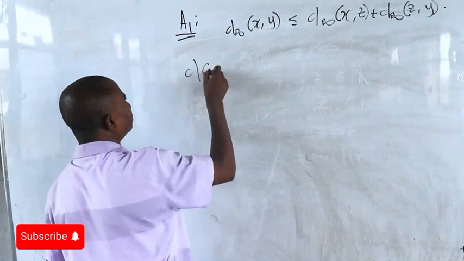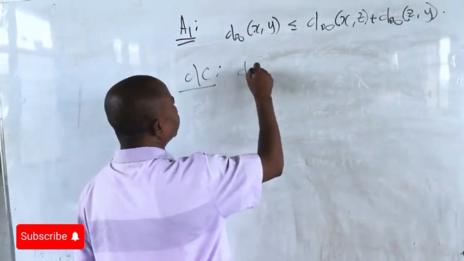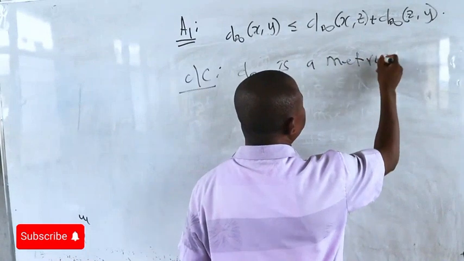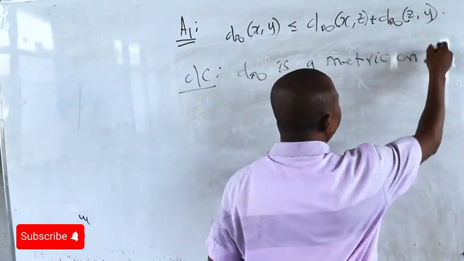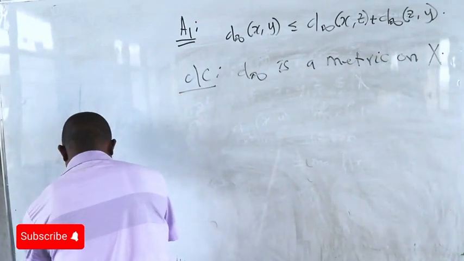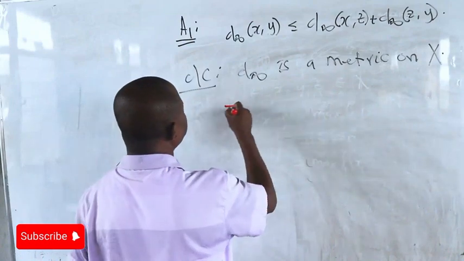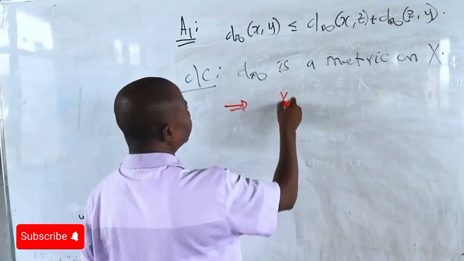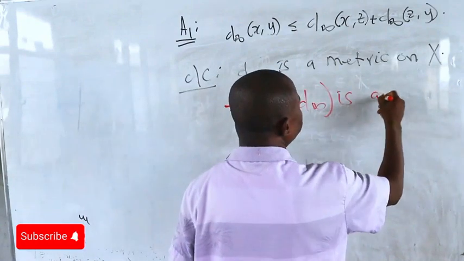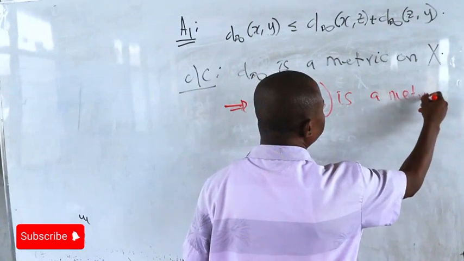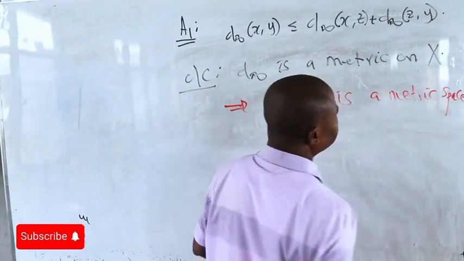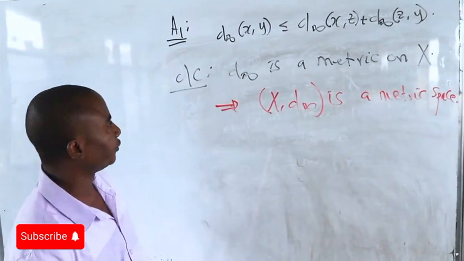And so the triangle inequality is satisfied. Conclusion: d infinity is a metric on X. That says that X together with d infinity is a metric space. That's the verification.